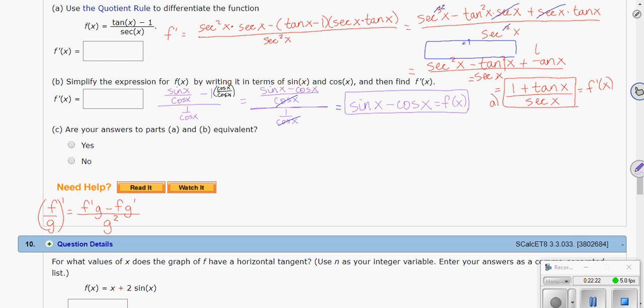Okay, well now they want you to find the derivative of that. Well, that's super easy. The derivative of sine x is cosine x, and the derivative of cosine is negative sine. So you just end up with cosine x plus sine x. That is f prime. Okay, that's part B.